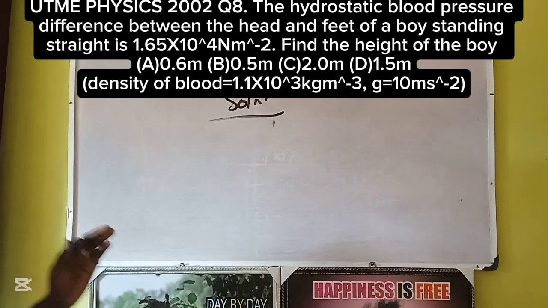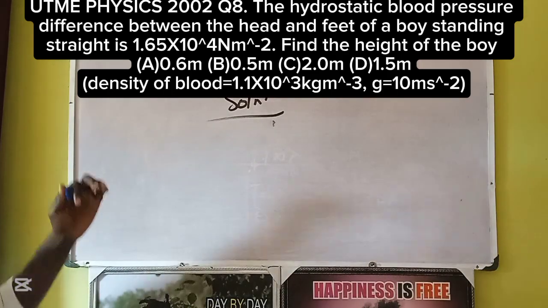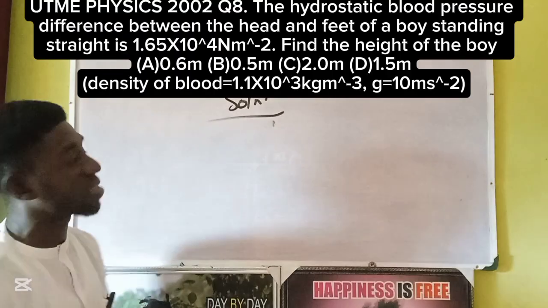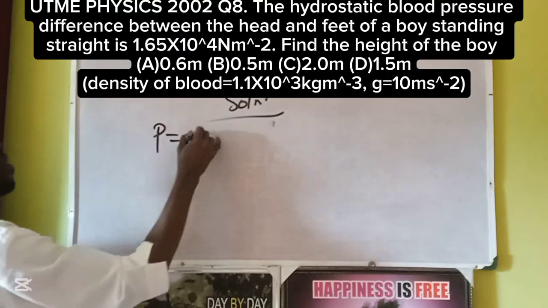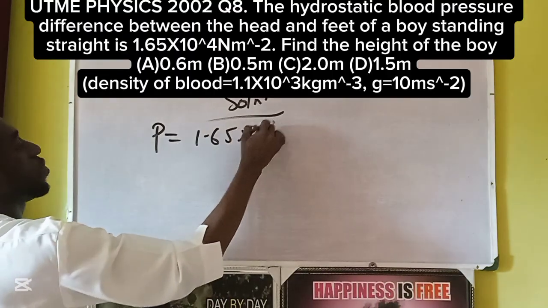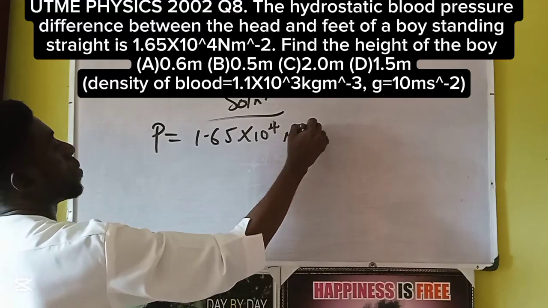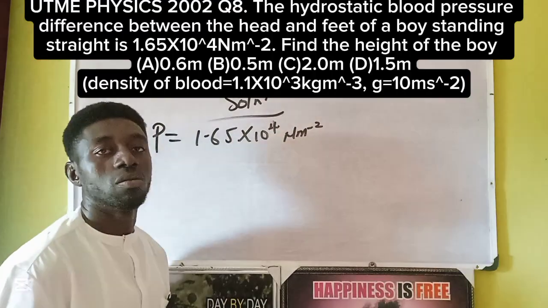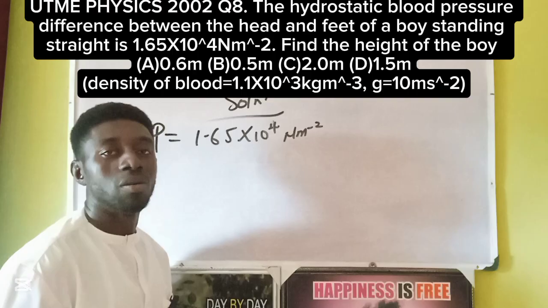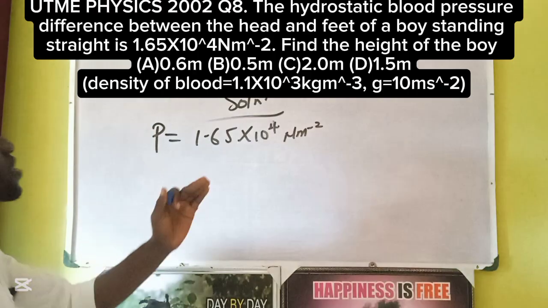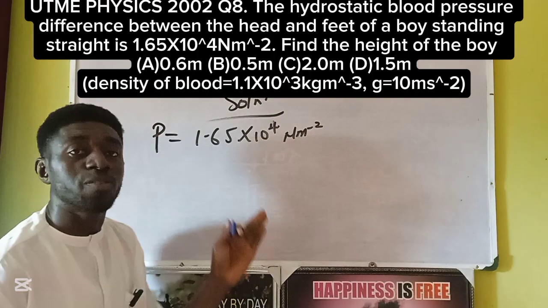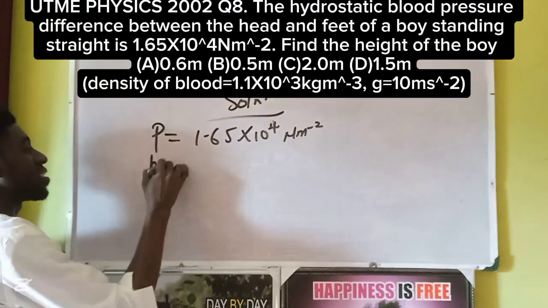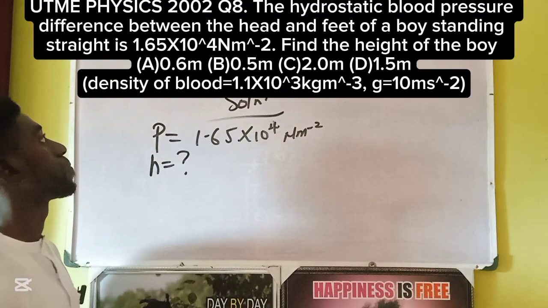The hydrostatic blood pressure difference between the head and the feet of a body standing straight is given as 1.65 times 10 raised to the power 4. Do not mind the extra statements. It's just the blood pressure of a person. Find the height of the boy. So the boy that has this blood pressure, we're looking for his height. It's not known.